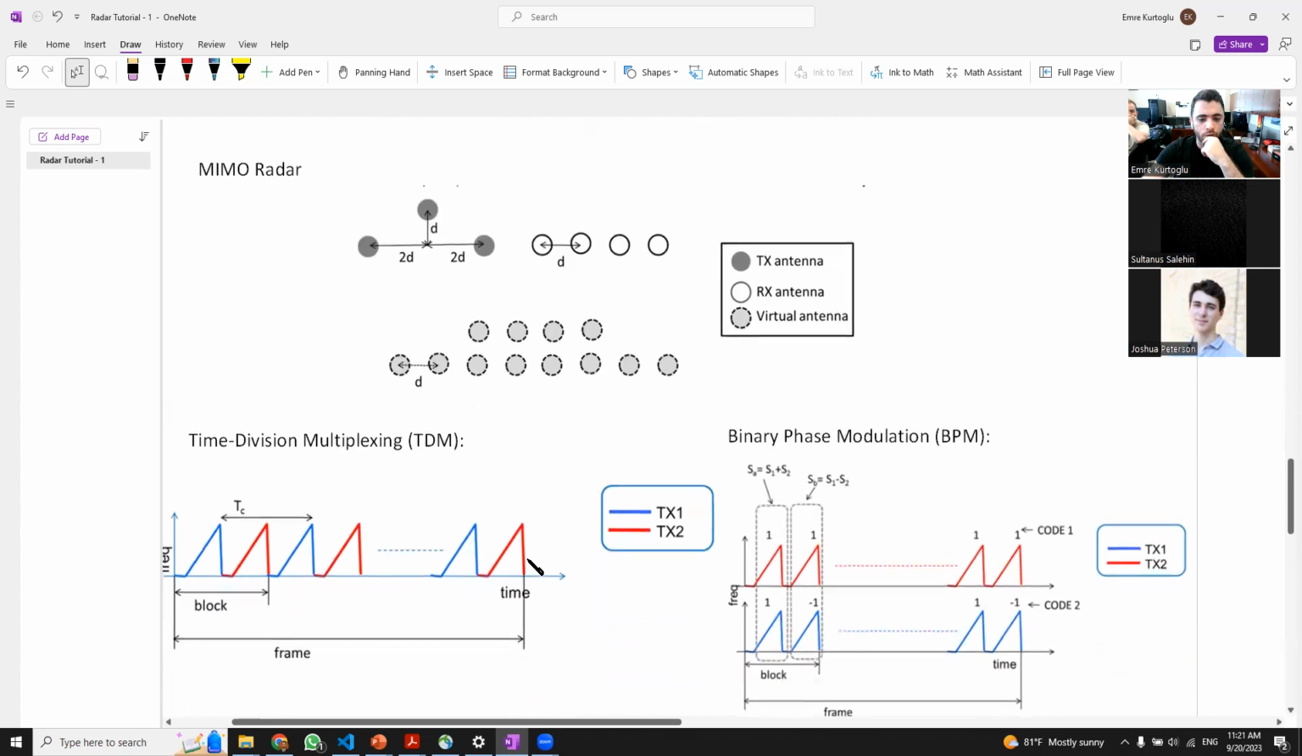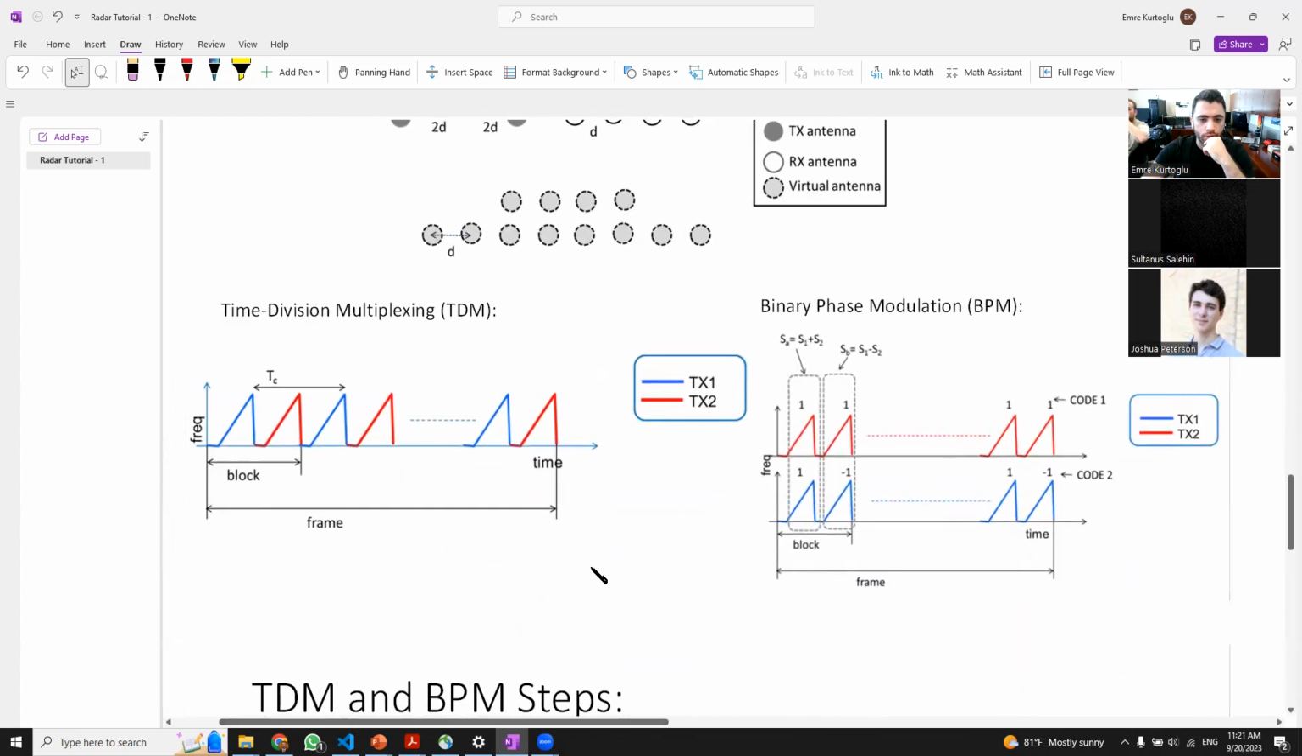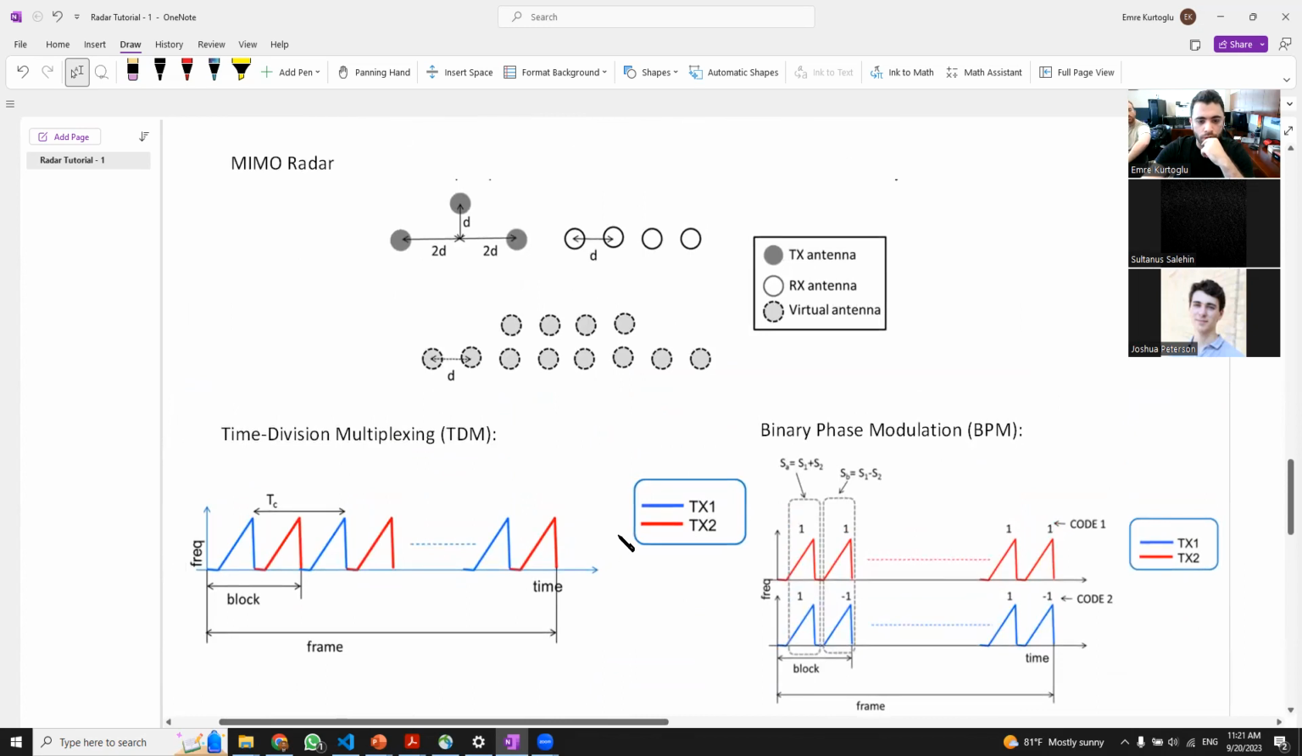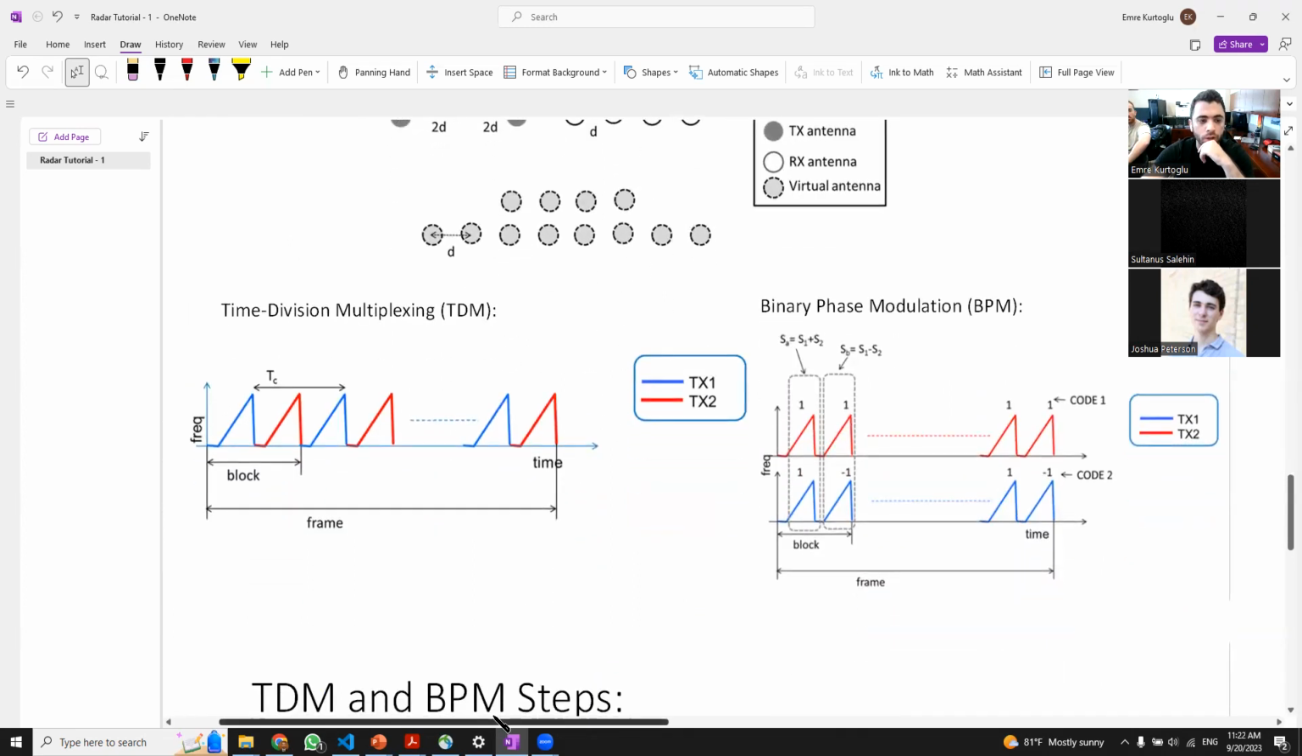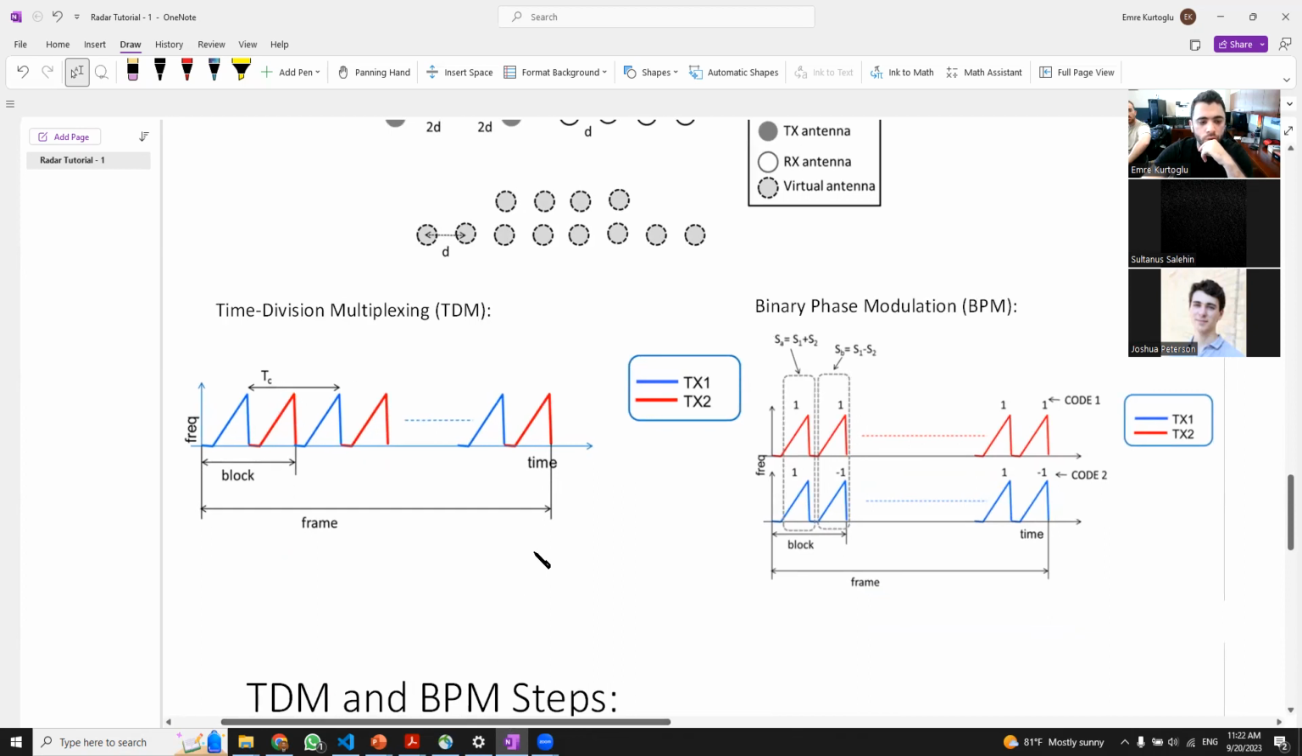So is everything clear so far? Okay. So here we have seen how we can create the virtual antenna array, and in the radar platforms that we use, there are 2 ways of doing this. Actually, there are more than 2 ways, but we mostly use 2 different ways. There's time division multiplexing and binary phase modulation. There's also code division multiplexing and Doppler division multiplexing, but we haven't worked on those. If I can have the time to learn about those, I can give you information about it.